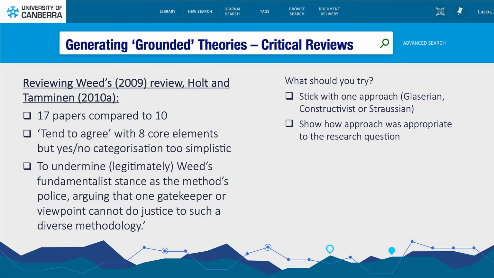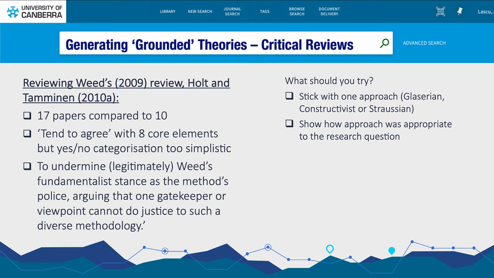When Weed's review was also reviewed, the number of papers expanded to 17. And Holt and Tamminen tended to agree with the 8 core elements, but didn't necessarily agree with how they were categorized as yes or no in terms of meeting the standards. The reason a review of a review was made was to undermine, in a legitimate way, the fundamentalist stance that we took as the methods police. They were arguing that one gatekeeper or viewpoint cannot do justice to such a diverse methodology.